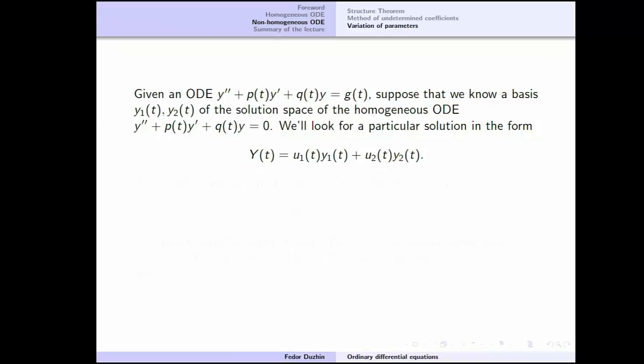So if we have a non-homogeneous second-order differential equation, maybe even with non-constant coefficients, as long as we know the general solution of the corresponding homogeneous differential equation, we are able to solve the non-homogeneous differential equation, right? So first, we're going to look for a particular solution of the non-homogeneous equation in the form where it is a combination of two independent solutions of the homogeneous differential equation with coefficients that are functions of t.